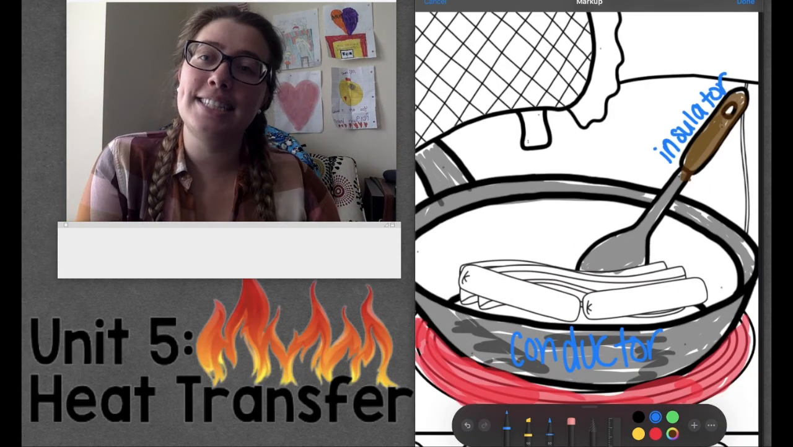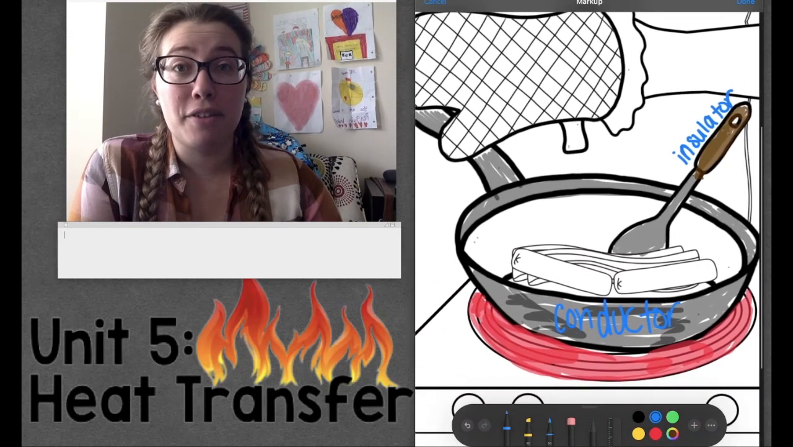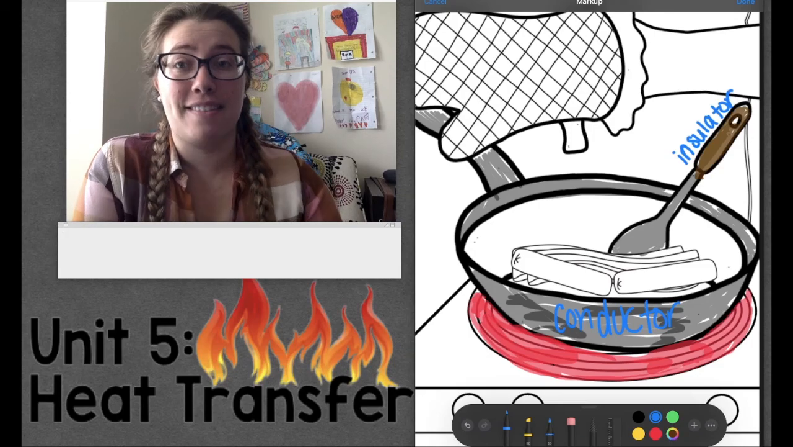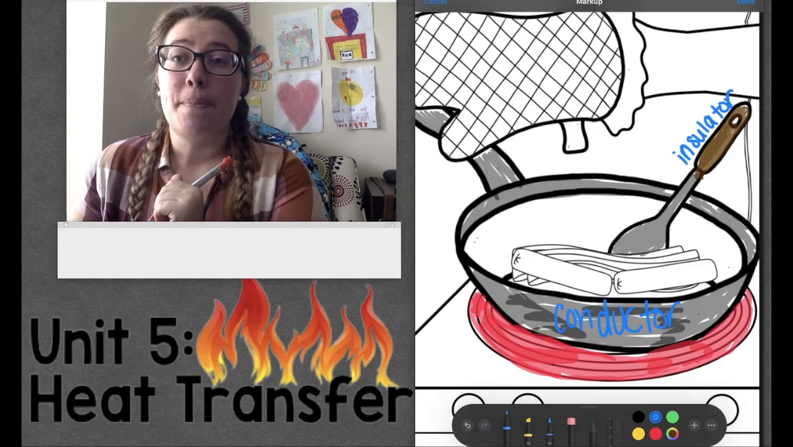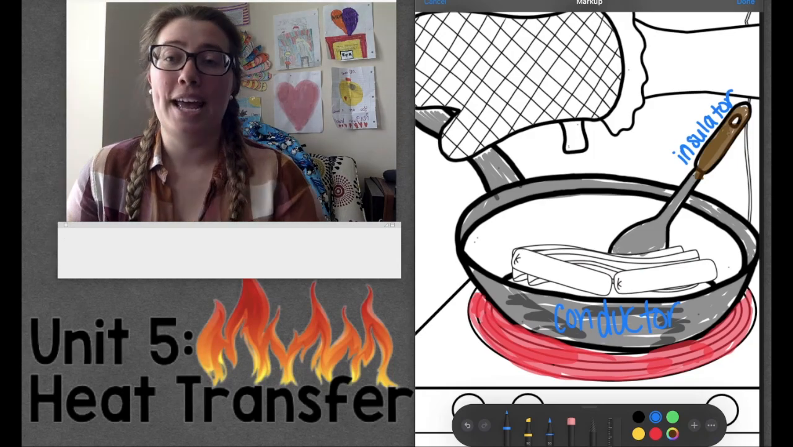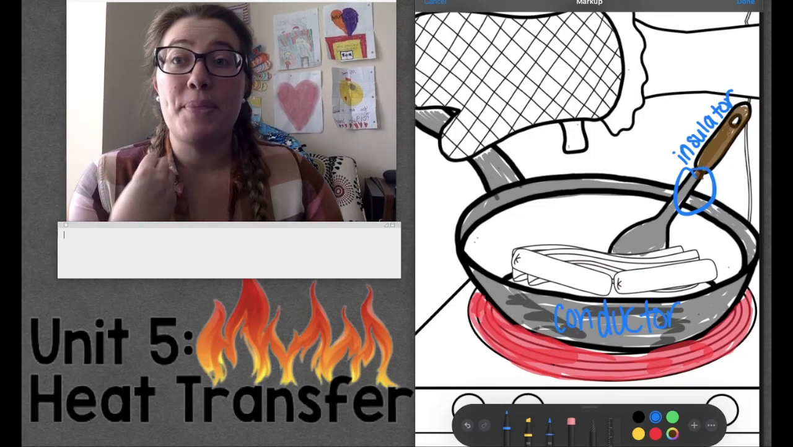An insulator prevents heat from moving through an object, and that's why a lot of our spoons are wooden or plastic, because they are not great conductors of heat. They're good insulators. I have too many times stirred hot food with a metal spoon and left it there, just like this one is right here touching the pot. I left my spoon there.